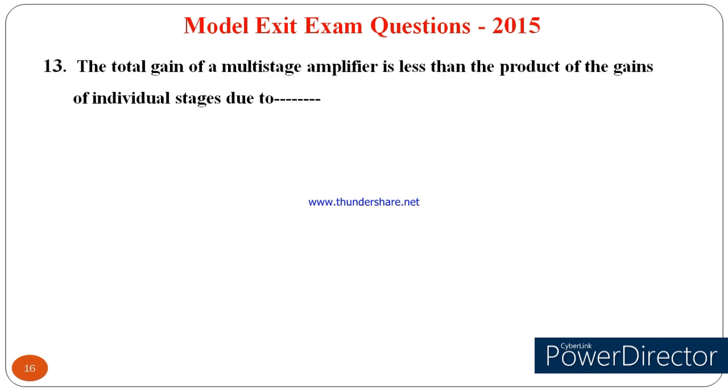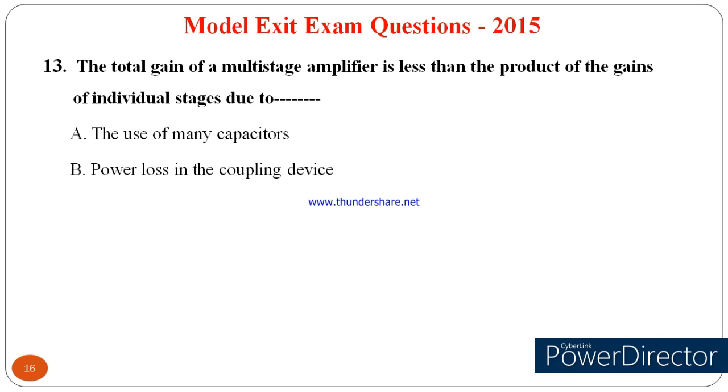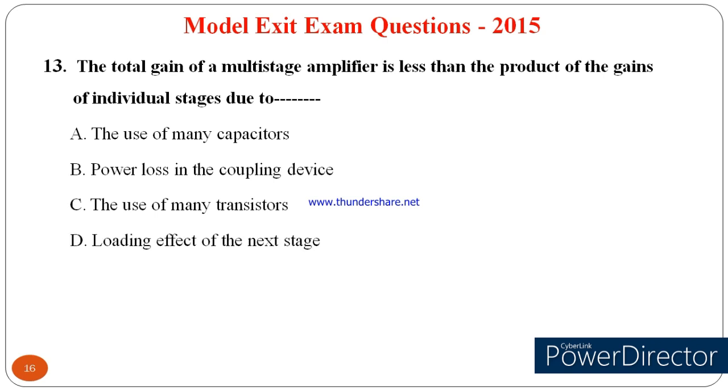The total gain of a multi-stage amplifier is less than the product of the gain of individual stages due to A, the use of many capacitors, B, power loss in the coupling device, C, the use of many transistors, D, loading effect of the next stage. The answer is loading effect of the next stage.